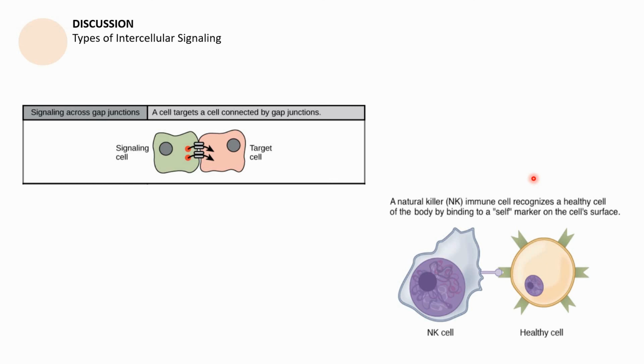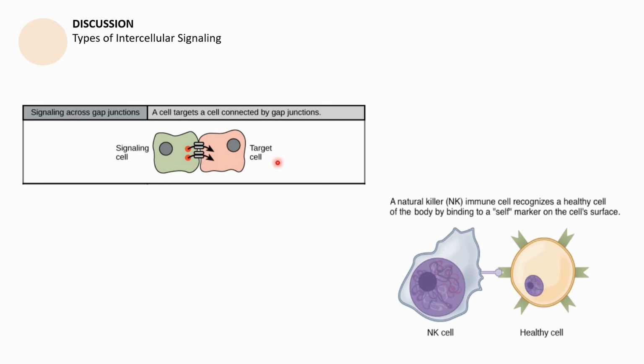Ayun. So, the last one is signaling across gap junctions. So, a cell targets a cell na nakakonekta silang dalawa, okay, by gap junctions. So, merong gap, and then, because of that gap, kailangan ng junction. So, ito yung mga junctions. So, what do you call those junctions that connect two cells through a gap?